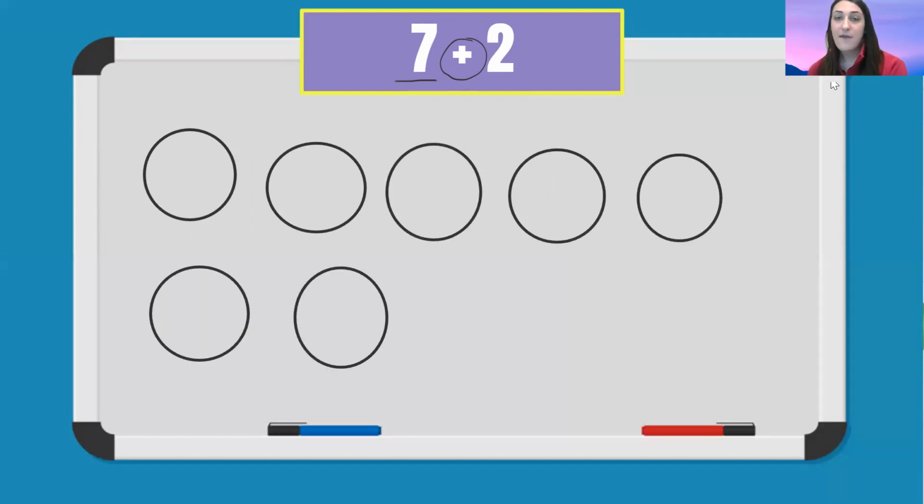Let's count them to make sure we have them all. 1, 2, 3, 4, 5, 6, 7. Now the addition problem tells us we need to add 2 more circles to find out how many in all. So let's add 2 more circles.